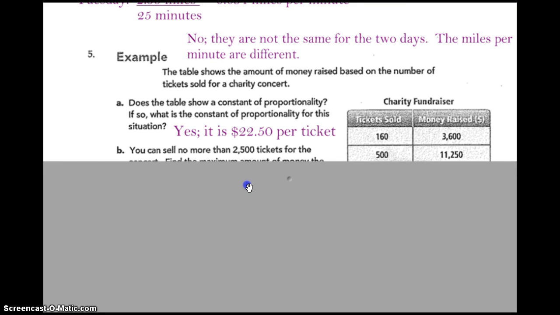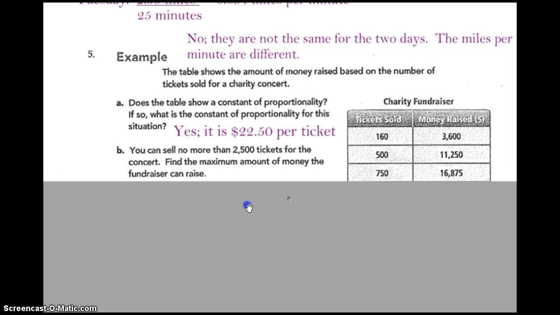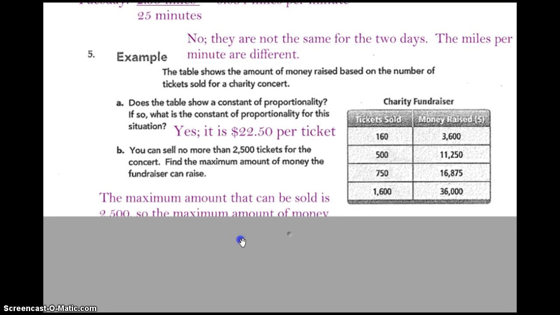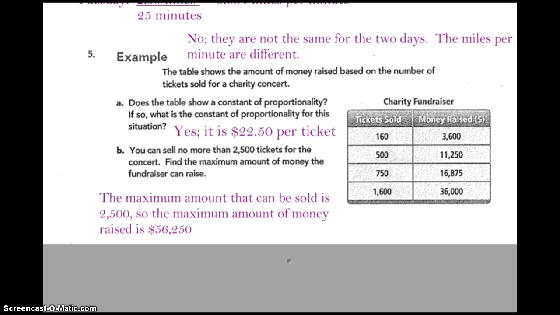Part B says you can sell no more than 2,500 tickets for the concert. Find the maximum amount of money the fundraiser can raise. Well, if it's $22.50 per ticket, you would need to take $22.50 times 2,500. That means that the maximum amount of money raised is $56,250.